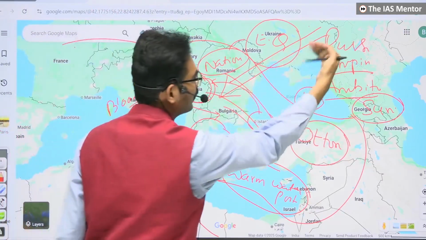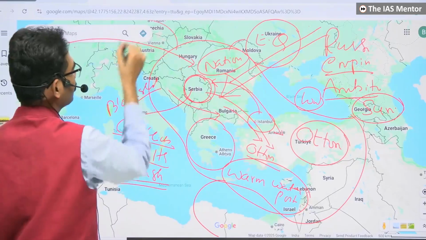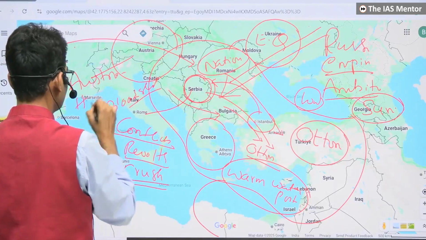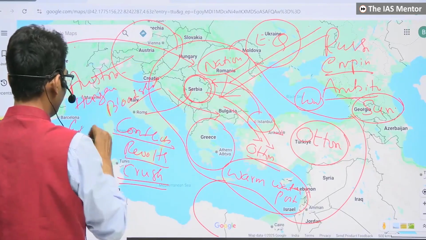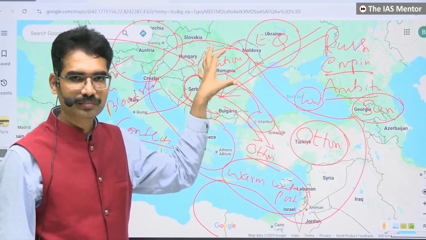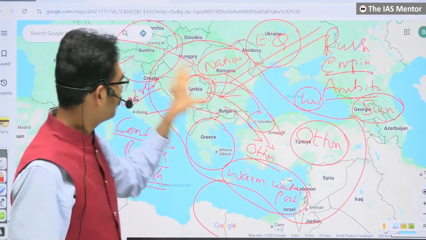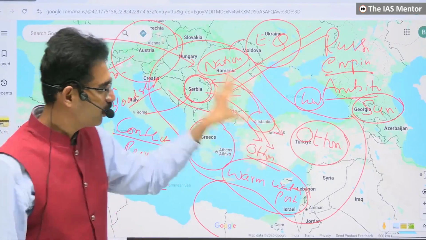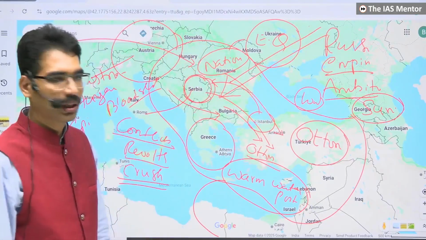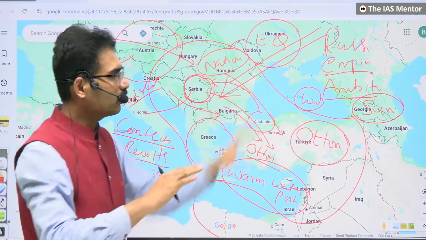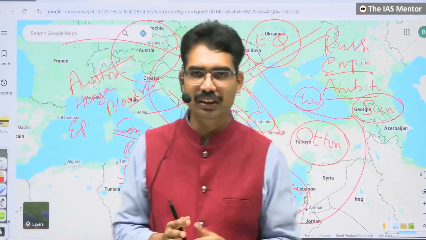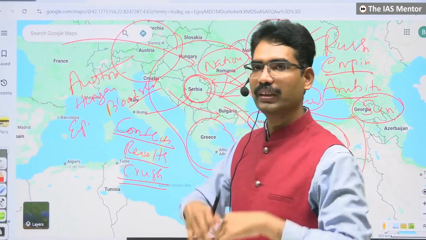Like the Russian Empire on this side, there is one empire, that is the Austria-Hungary Empire. Now the Austria-Hungary Empire wanted to capture this one. Russians wanted to capture. Ottomans wanted to control it. And Austria-Hungary wanted to control it. But the people within this area don't want any empire, they want their own independent countries. All these calculations led to the involvement of so many powers.